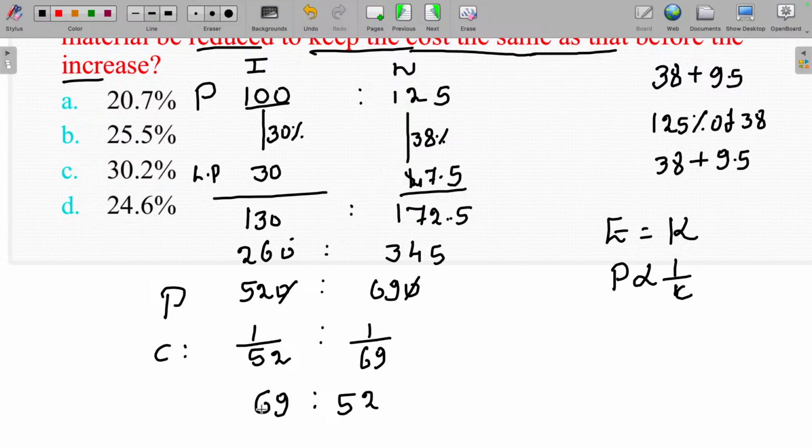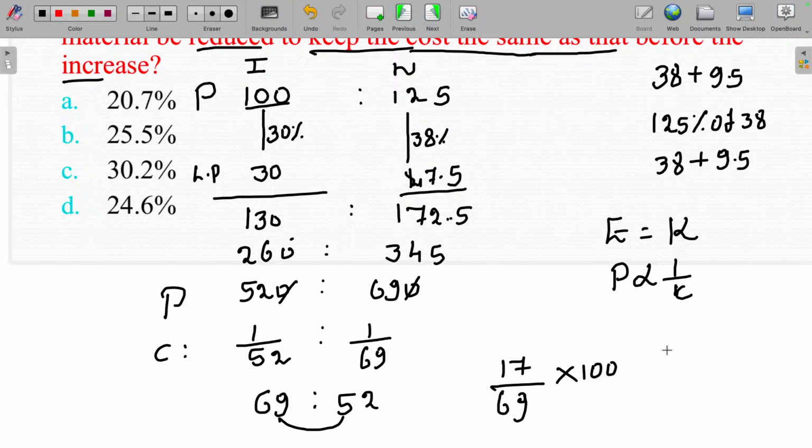Which means starting I am spending, I mean consumption, 69, now it is 52. So how much is reduced? 17 reduced. 17 reduced compared to the initial. Initial will be 69, into 100. This we have to do.